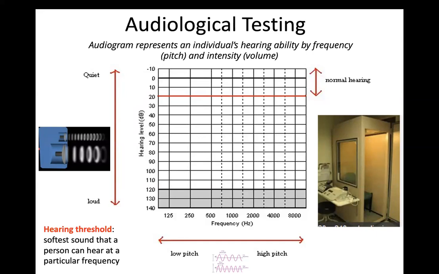So what the normal range would be is from 20 decibels and below, that's the level you should be at, the range where you should be hearing most frequencies, okay? So most of your points on this graph should be within this range, okay? Otherwise, you would be classified as having a hearing loss, either slight or moderate or profound if it's in this area, okay? So it's very important to know that for the audiogram or this audiological testing, they're measuring your hearing threshold, which is the softest sound that you can hear at a particular frequency.